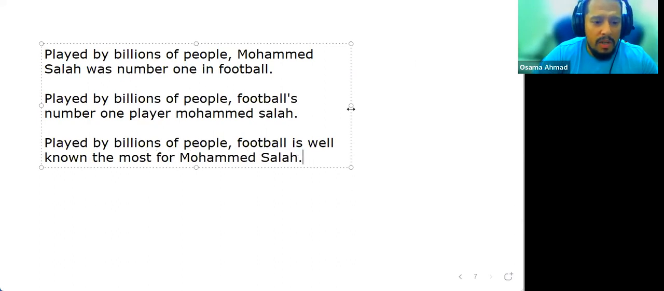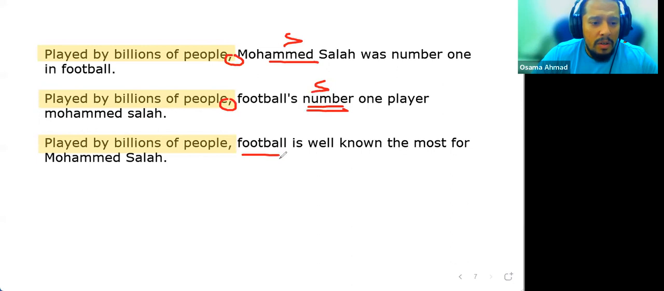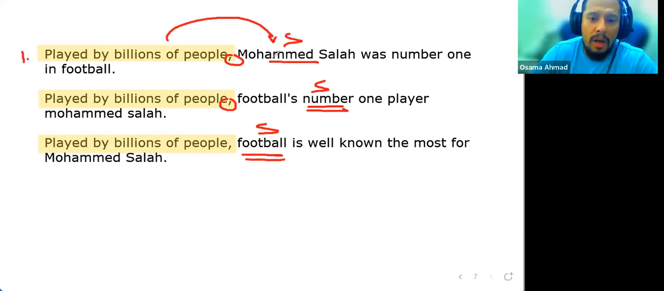See these 3 examples. Now again, in these 3 examples, each sentence has a modifier, right? Where's the modifying phrase? Played by billions of people. This is the modifying phrase. Now, look at the subject of the modifying phrase. The subject of the phrase needs to be correct. And number 1, played by billions of people, Mohamed Salah. Is Mohamed Salah played by billions of people? No, it's illogical.